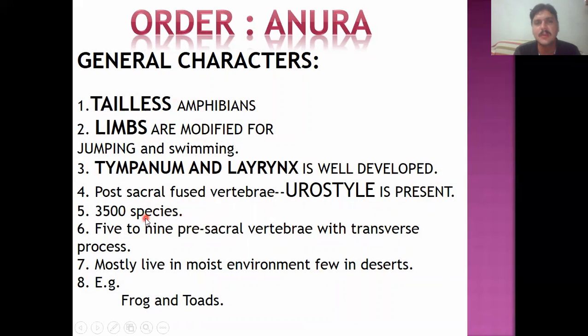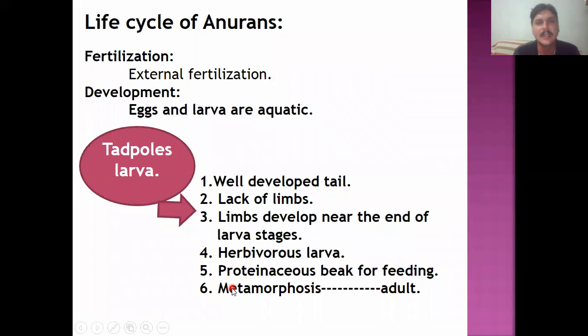The number of species, very diverse species. The largest biodiversity containing order in the class Amphibia is the order Anura. Almost 3,500 species exist in this group. The 5 to 9 pre-sacral vertebrae have transverse processes, which prevent the fusion of the vertebral column. Mostly they live in moist habitats and deserts. For example, frogs and toads survive in terrestrial conditions.